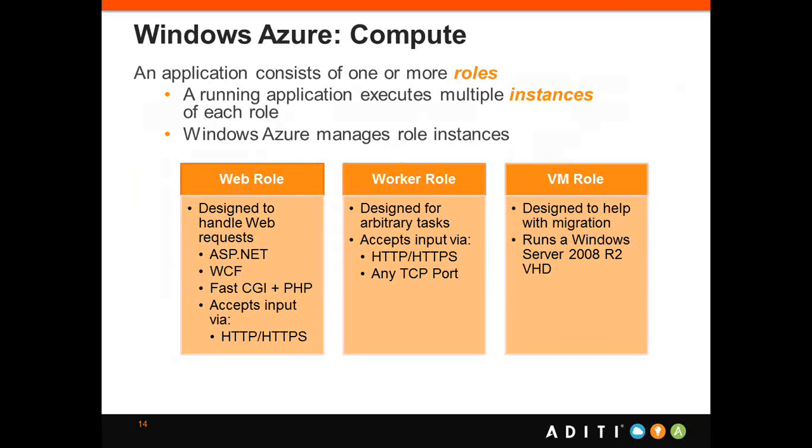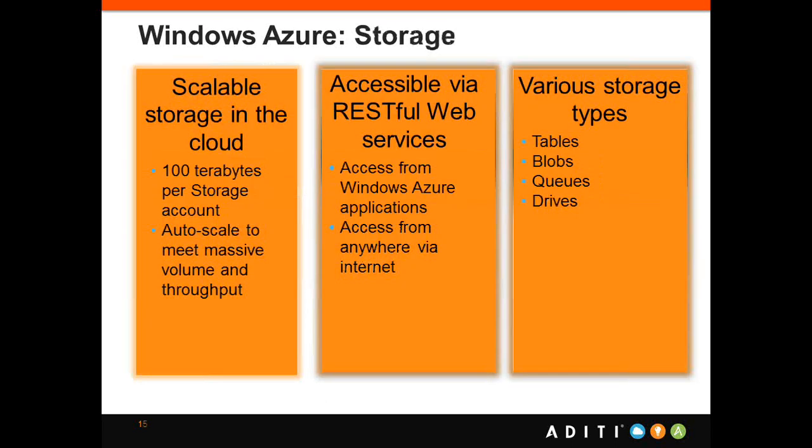In terms of storage, we saw what features we are going to use, like tables, blobs, queues and drives. But just to touch on the point, scalable storage. For one account, there are 100 terabytes per storage account. It is not a hard limit. If you want to extend it, you can talk to Microsoft and they can extend it and probably give you more storage. It auto scales to meet massive volume and throughput.